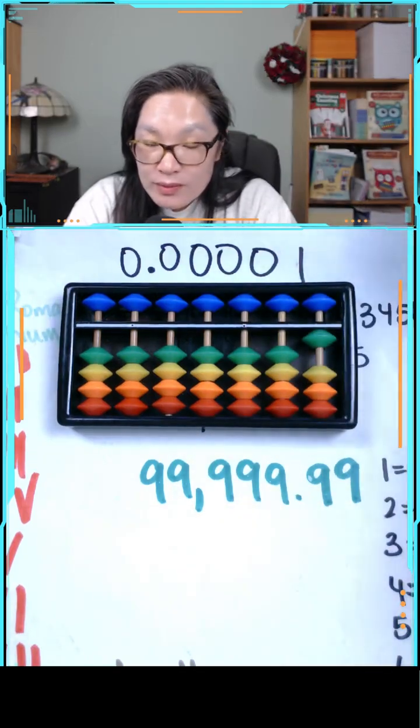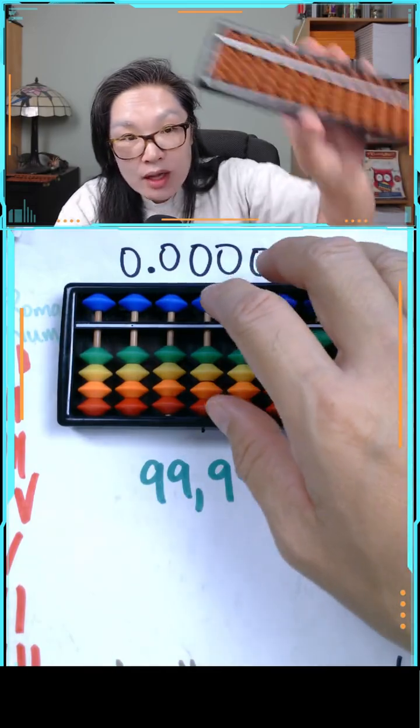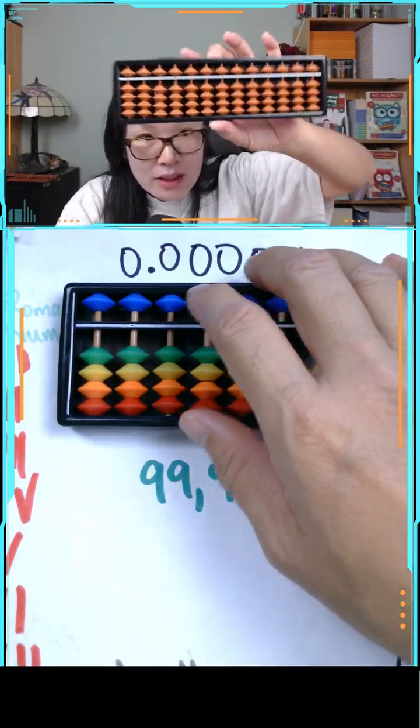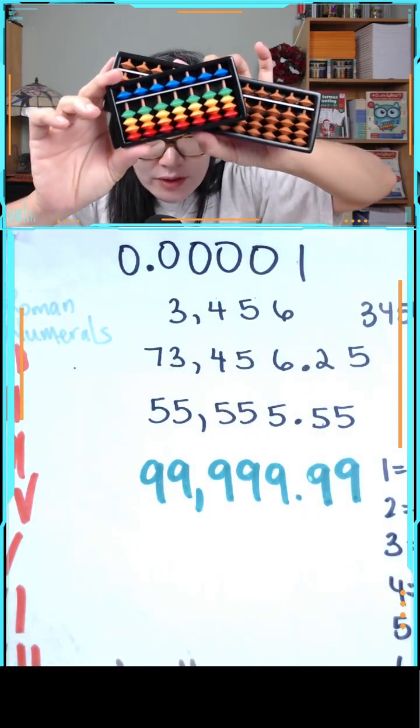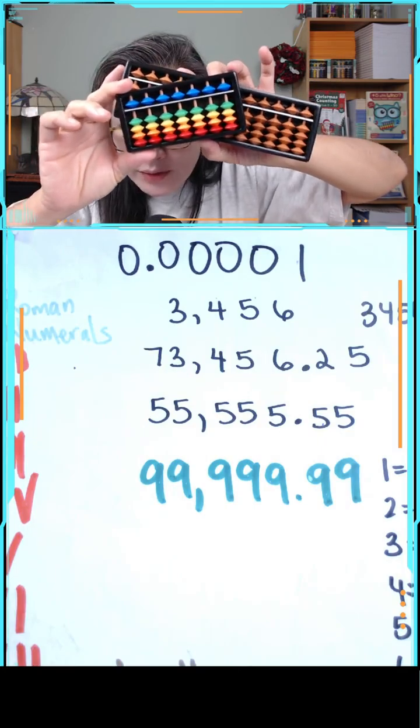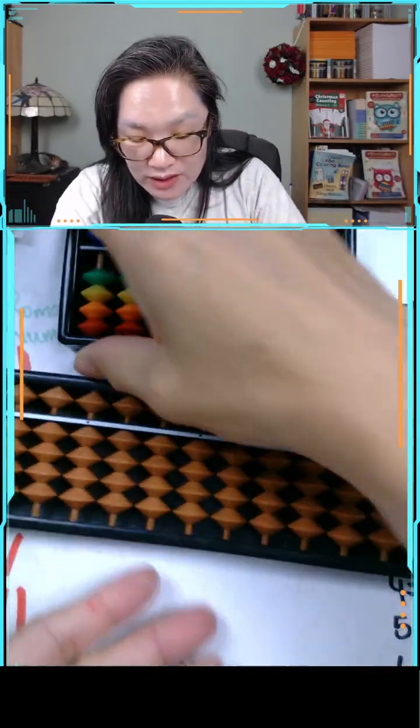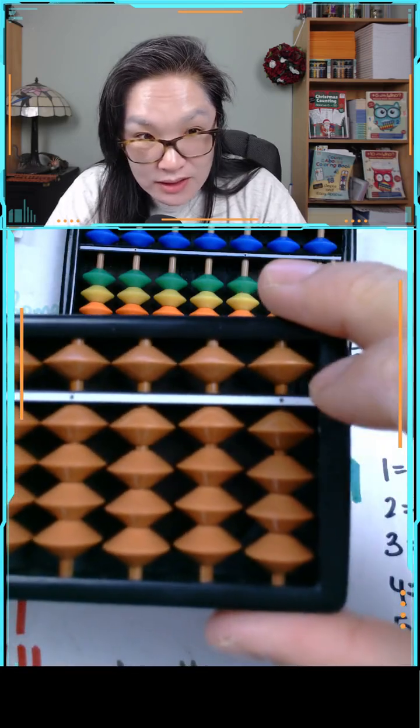So, I do have the other one. If you're looking for something a little bit bigger, because size matters, I have a 13-column abacus. This is a 13-column abacus compared to the 7-column abacus. What's the difference? Just the size. The colors mean nothing. So when we're looking, it works exactly the same. We have our dots. There's a dot here.